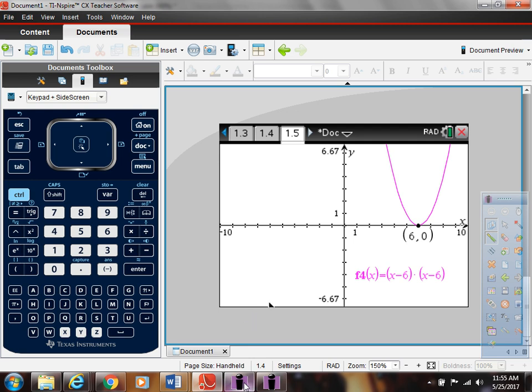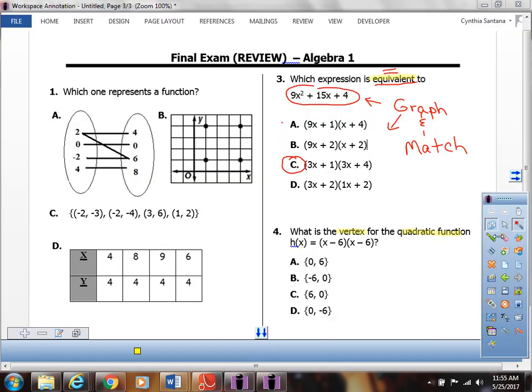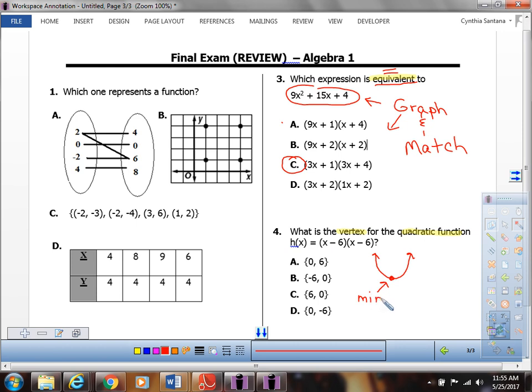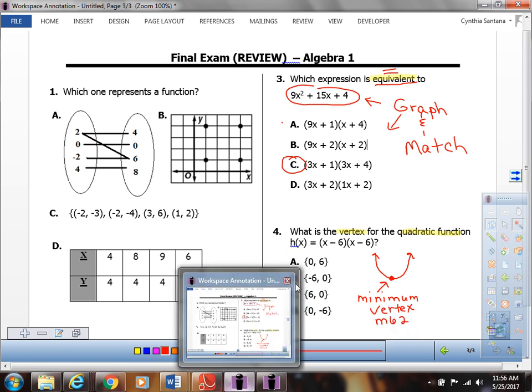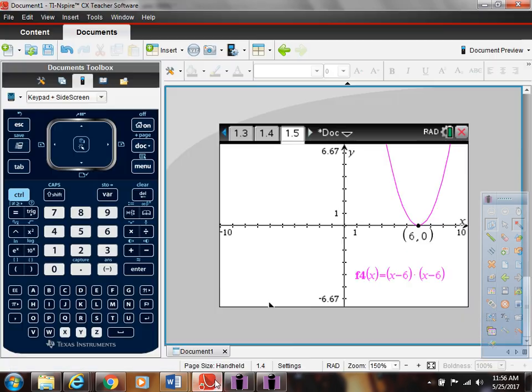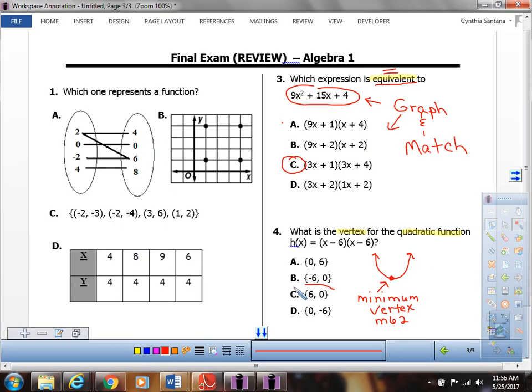Okay? So in our notes, let's write down, first of all, let's draw what it looked like. It was like this. And so that means that it was a minimum. So you might want to point to that and put minimum vertex, M-I-N-I-M-U-M. And then even put menu 6, 2. So the correct answer was, what, C again? Is that the right one? 6, 0? Okay. So 6, 0.